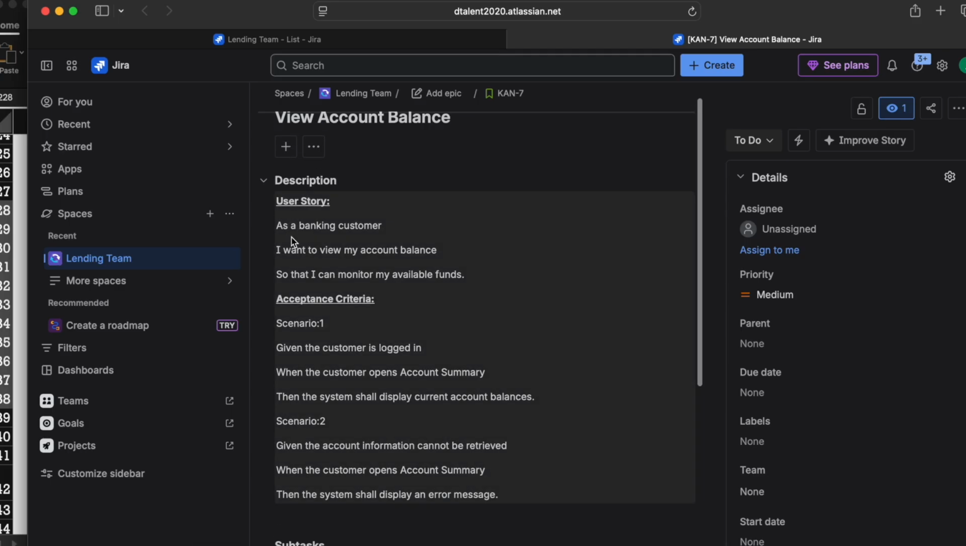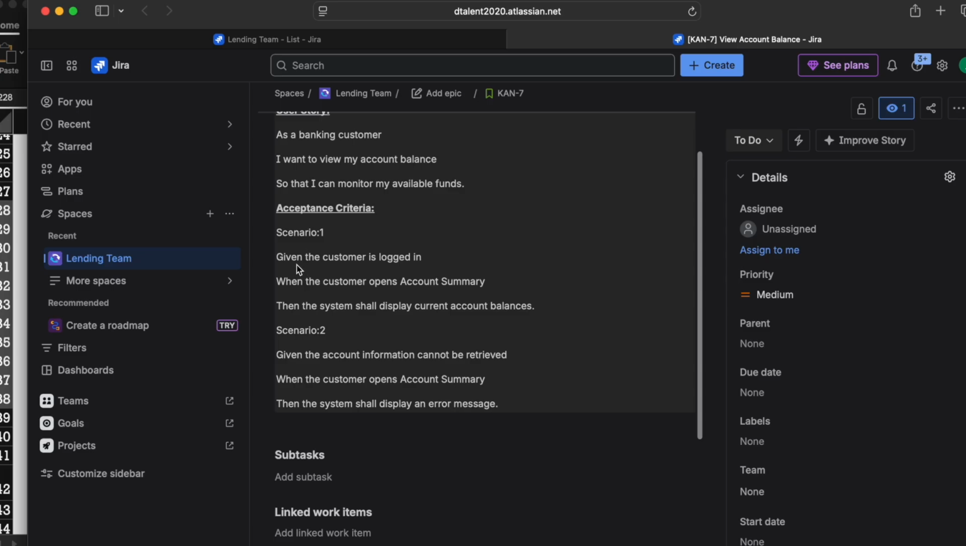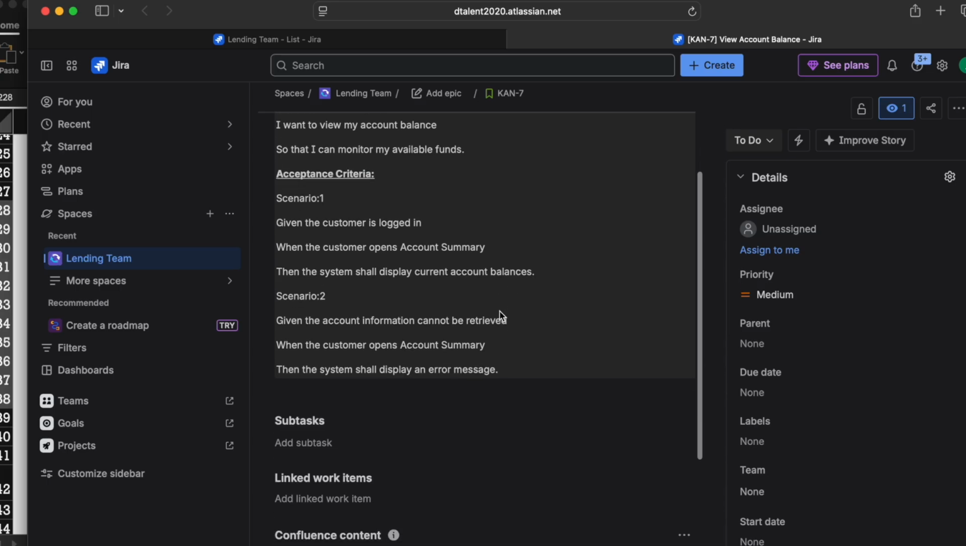So let's read one more time. As a banking customer, I want to view my account balance so that I can monitor my available funds. Acceptance criteria, scenario 1: given the customer is logged in, that's a precondition. When the customer opens account summary, then the system shall display current account balance. So that's a happy path. That's expected behavior. Scenario 2: if the customer logs in, clicks the account summary, and the system cannot retrieve it, when the customer opens account summary, the system shall display the error message, maybe system error, or this account does not exist, or something like that. Okay, is it clear, guys?